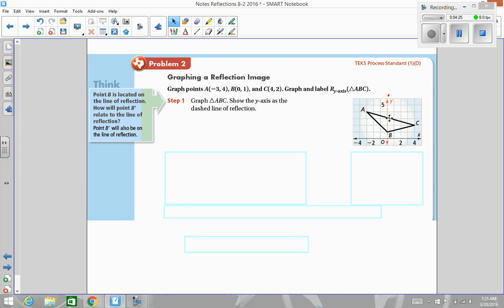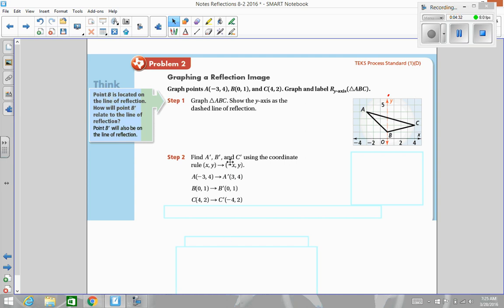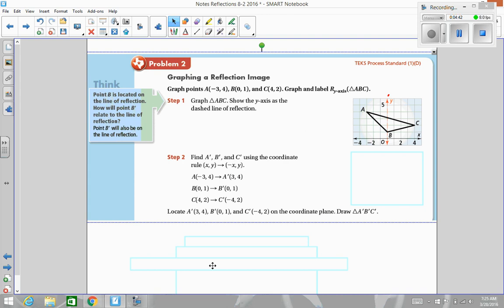So we graph this figure. Here we have it graphed. And we want to do the change, use the motion rule. And so (x, y) changes to (-x, y). And so (-3, 4) changes to (3, 4). (0, 1) doesn't change at all because it's on the line of reflection. And (4, 2) changes to (-4, 2). And so when I'm done with that, here are my new points, and this is my reflection.